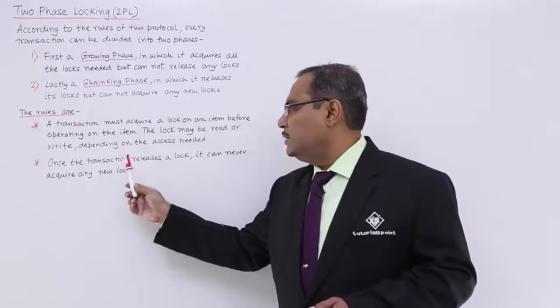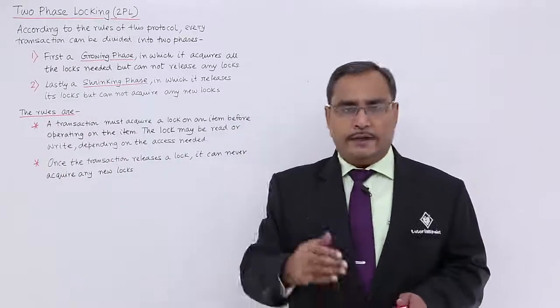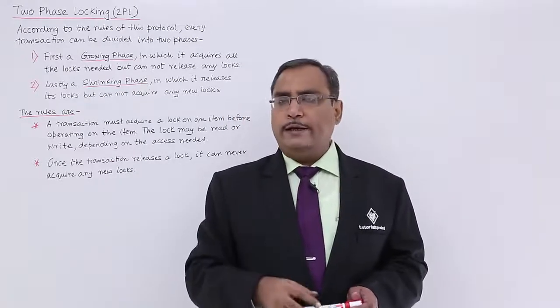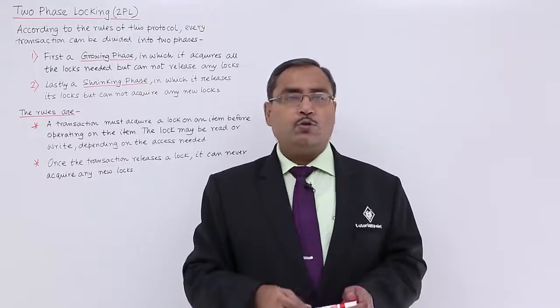Once the transaction releases a lock, it can never acquire any new lock in its lifetime. So once a lock is released, it cannot acquire any new lock on the same or different data items. So this is our two-phase locking.